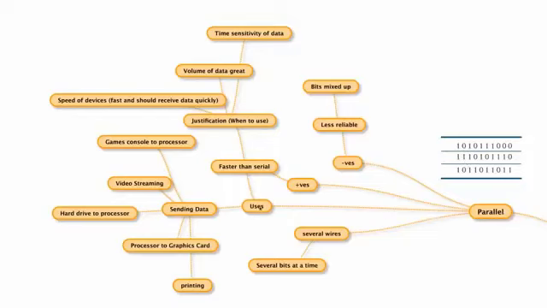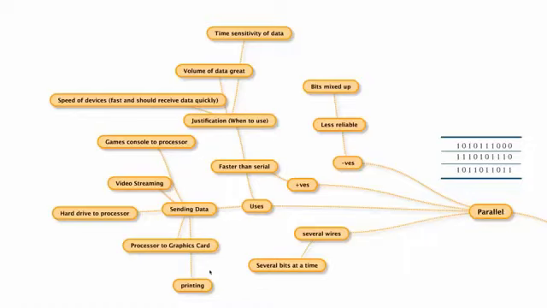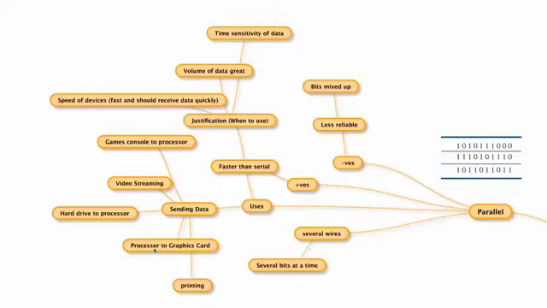An example of use in this case could be, again, we're sending data, it could be a printer. Sometimes you have parallel printers. Those of you who've got a USB printer, then obviously that is not an example. But if you have a parallel printer, an old printer where you've got a wire that has several wires within it, then that's an example. The other ones that are more obvious will be the processor sending to the graphics card, the hard drive sending data to the processor, video streaming, or games console sending data to the processor.